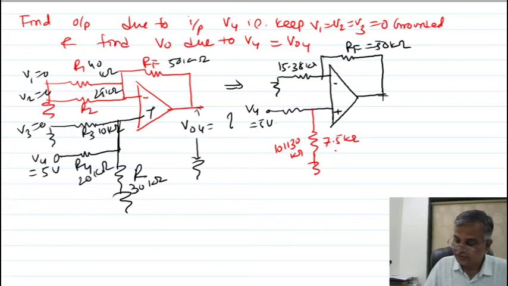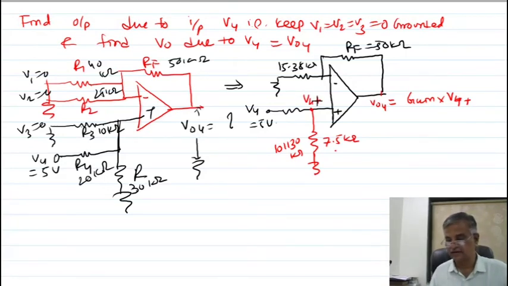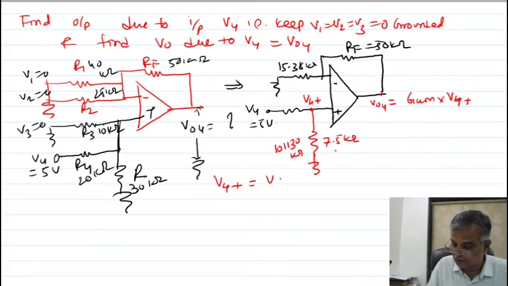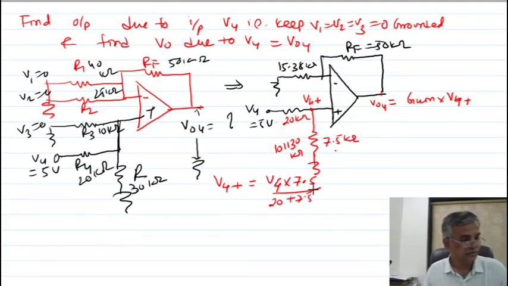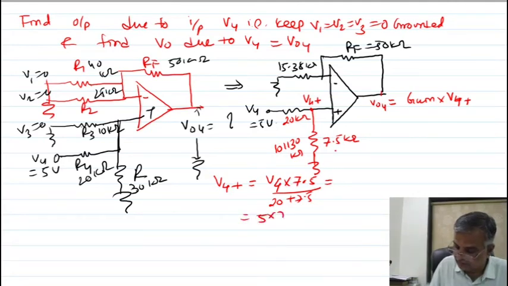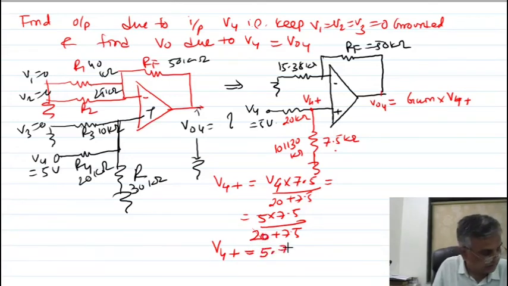Now, my VO4. What is VO4? Gain multiplied by V4 plus. Here is V4 plus. So, what is V4 plus? If you want to find, V4 plus is nothing but V4 into 7.5 upon, this value is how much? This value is 20 kilo ohm. So 20 plus 7.5. So it is 5 multiplied by 7.5 upon 20 plus 7.5. So V4 plus I am getting 1.3636. You have to check the calculation, I did the calculation.